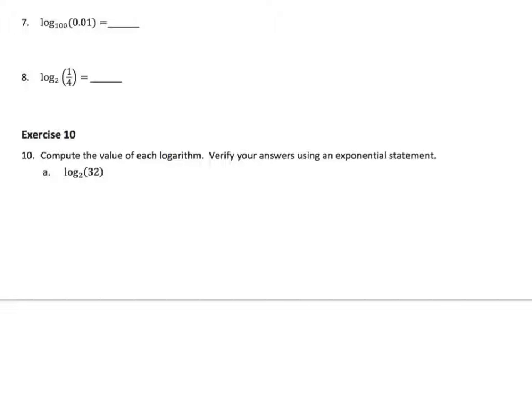So this first one is going to be -1. And then this next one is 2 to the what power is 1/4? -2. I need to flip that 2 to the denominator and then square it. Cool? All right, now try these. Verify your answers using an exponential statement. So they do want both of them like this. We're going to say equals 5 because 2 to the 5th equals 32. I think we've already done that one like 4 times, but it's okay. We'll do it again.